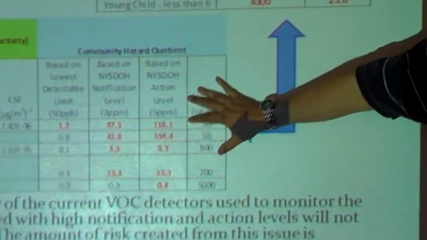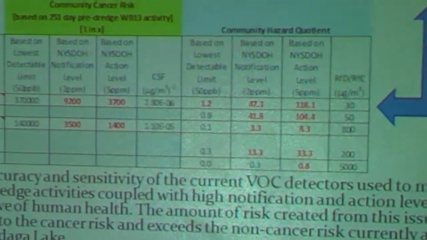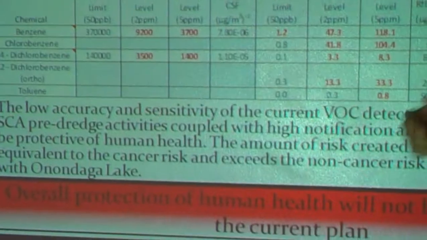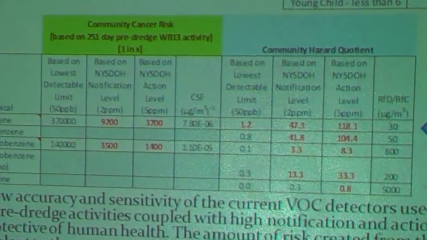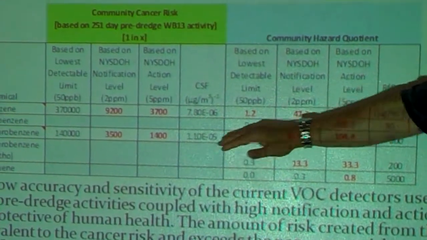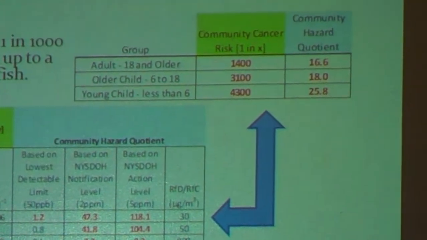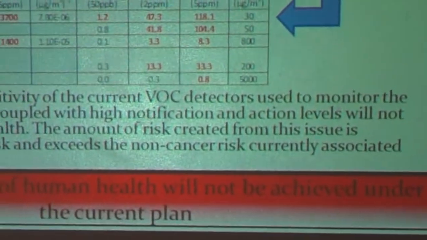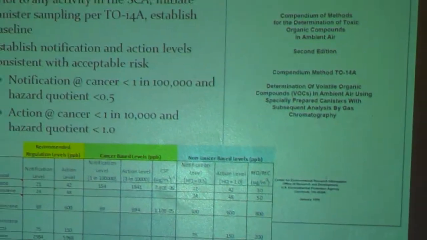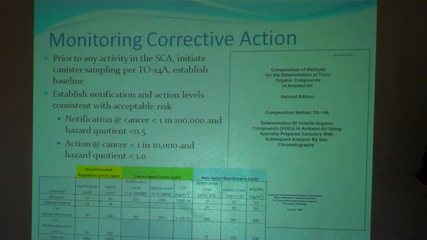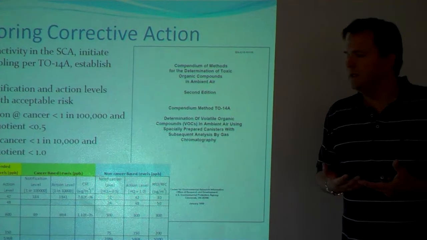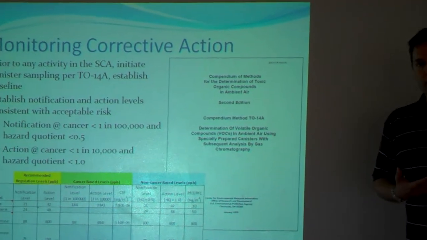We copy our table over from the previous page. You'll notice that the detector capabilities and the Department of Health limits set for the next 2 years introduce as much or even more risk than is currently in the lake from eating fish. Overall, the protection of human health will not be achieved under the current plan. So we have a problem with the current sensors, especially over the next 2 years for the community. The solution is very simple.